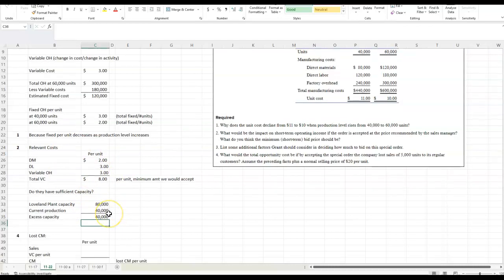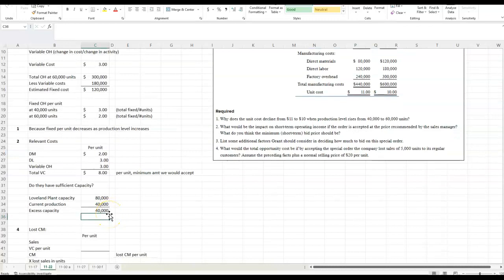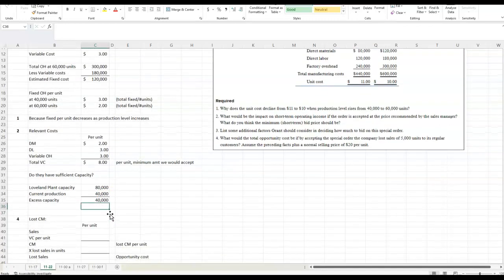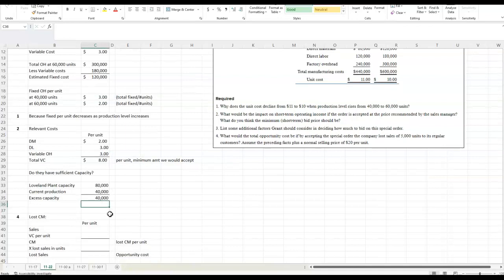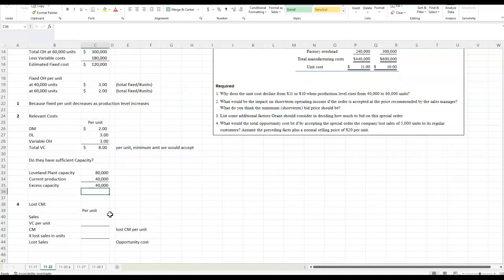Number 4, what would the total opportunity cost be if by accepting the special order the company lost sales of 5,000 units to its regular customers? Okay, opportunity cost. What are they giving up? They're giving up sales, and they told us their selling price is $20 per unit. We know the variable cost per unit is $8.